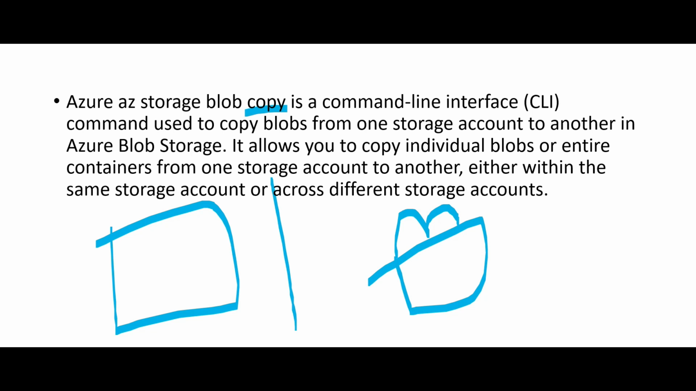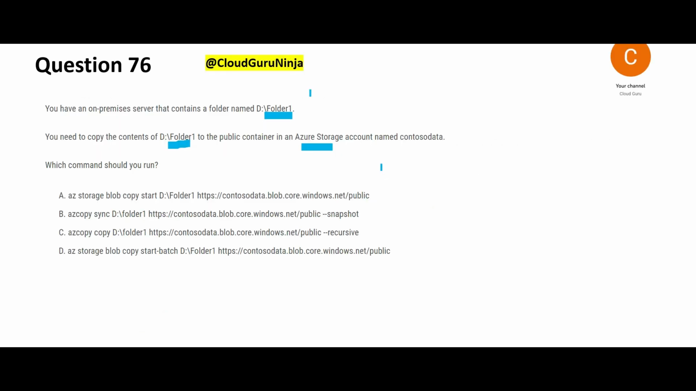Now, AZ copy is used to copy from your on-premises to cloud. Here you have on-premises. Who told you? The question told you on-premises. So that is why anything to do with az storage blob is wrong. Now we have to choose between B and C. What is the difference between B and C?